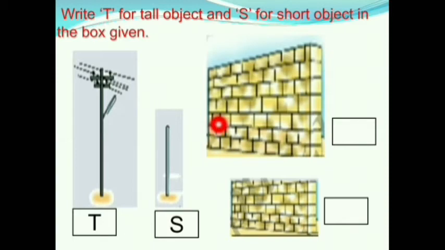Next we have two walls. The first one is tall. So we should write T. The next wall is short. So we should write S.